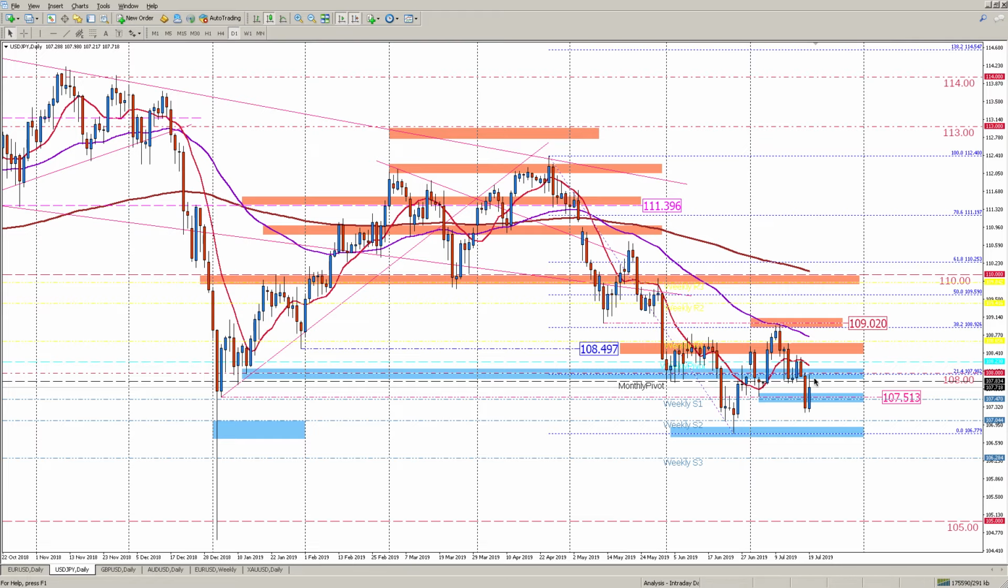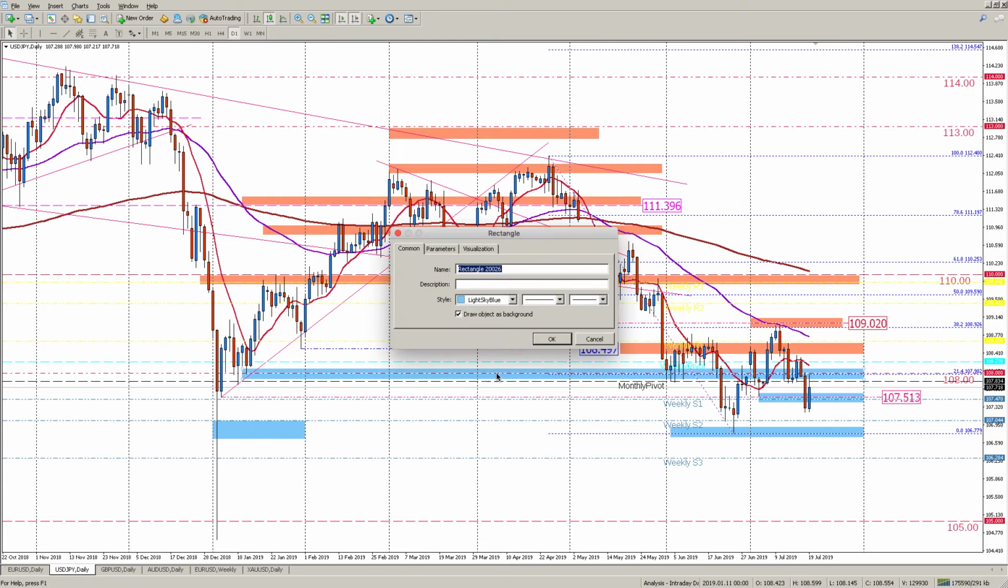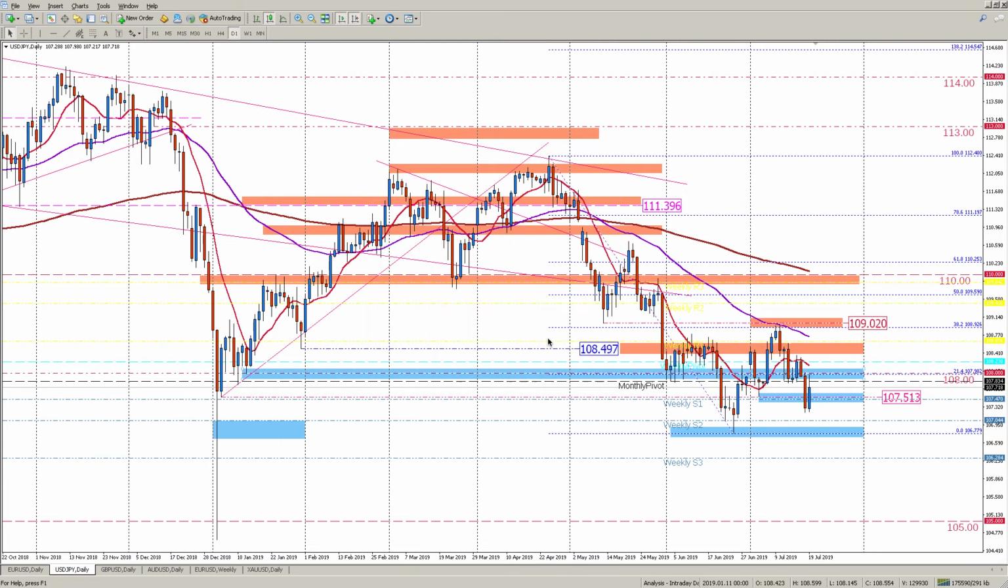You can see that it could not break higher above this previous support zone, so now it's a resistance zone. So let's change this color here, and this will now be the new resistance zone, just around the 108 level and above the monthly pivot. Now we will see whether this support holds, because price is just hovering above that. Otherwise it could dip lower to test the weekly S2 level around 107.